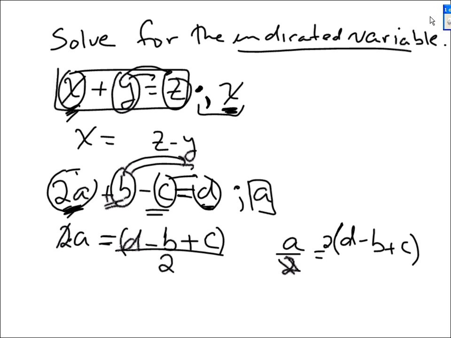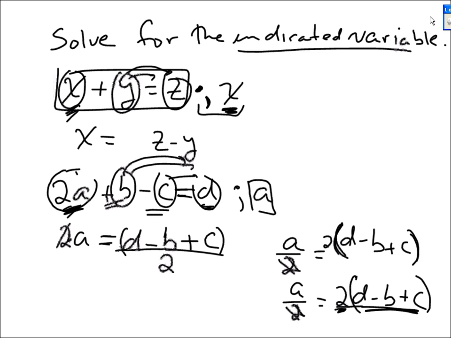But it gets multiplied by everything on top. Don't just say a over 2 is equal to d minus b plus c. Someone told me to put the 2 on top. Yes, I did. But as a factor, 2d is not a factor here. If you put brackets, then 2 is the factor. It's 2 times this. Those are the 2 factors, the 2 and the d minus b plus c. Okay. But nonetheless, we did solve for a.